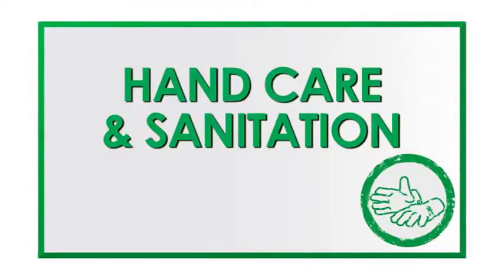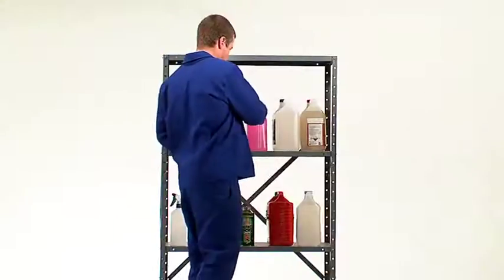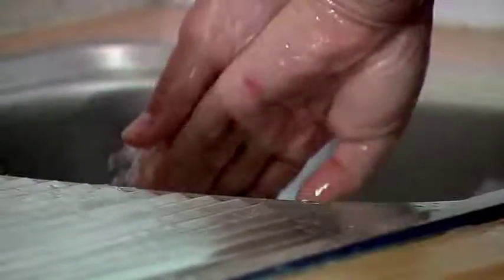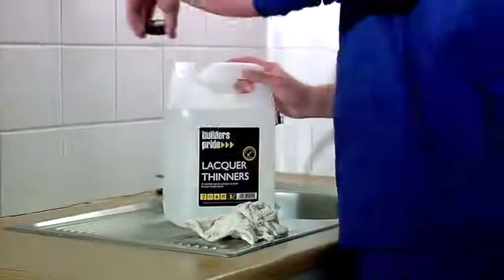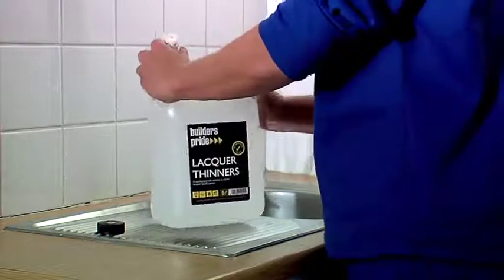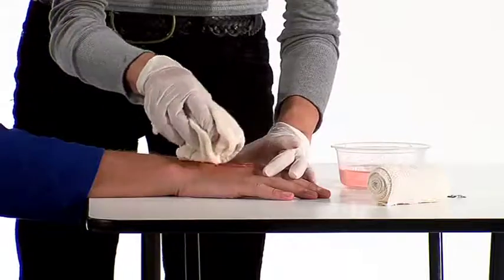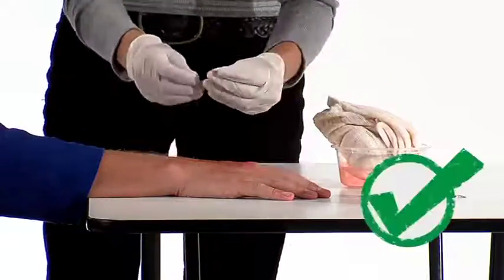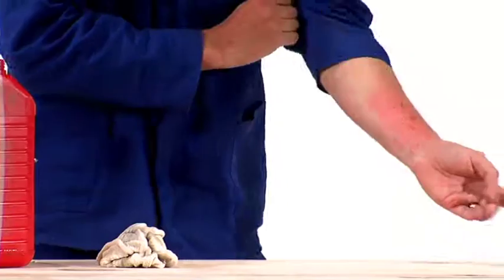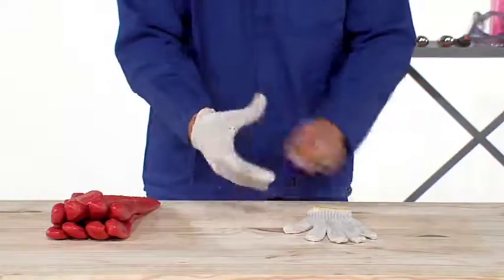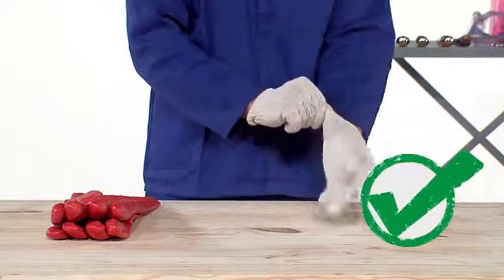Hand care and sanitation. Correct hand care and sanitation is another important aspect of protection. Wash hands immediately after using any chemicals, even if no leakage was detected. Avoid washing hands with solvents, harsh soaps, or abrasives. Clean and bandage all cuts and abrasions, removing any embedded foreign materials. Pay attention to skin rashes. Always get an immediate medical evaluation. When using rubber gloves, wear cotton ones underneath to reduce sweating.